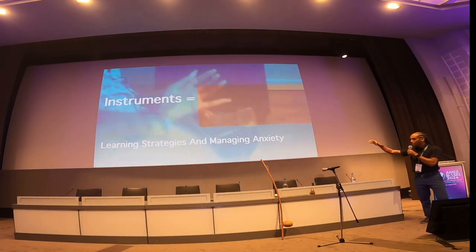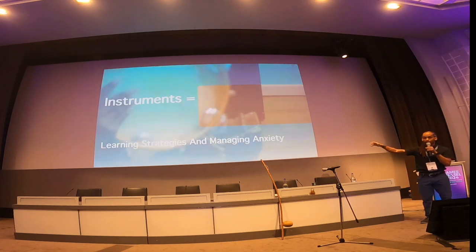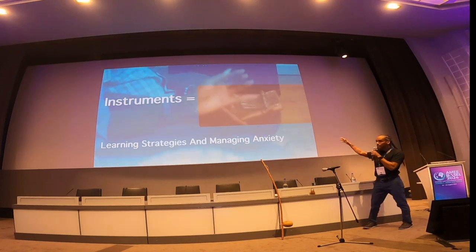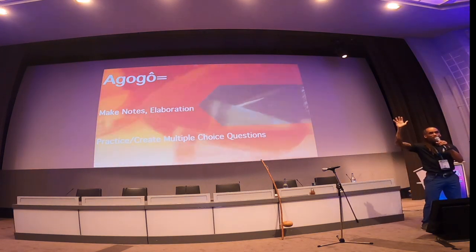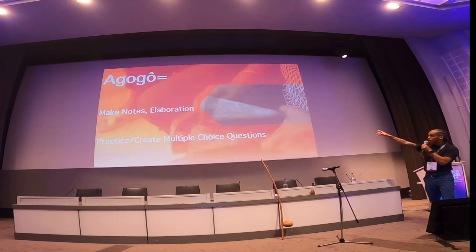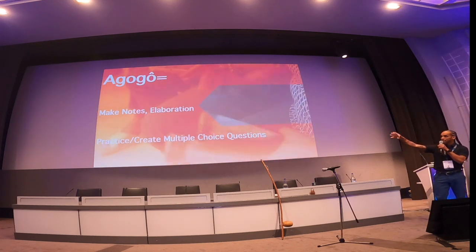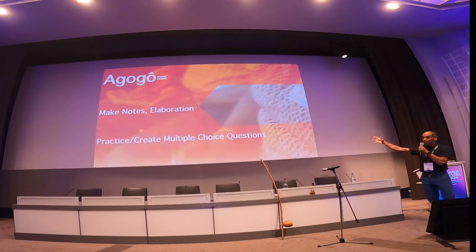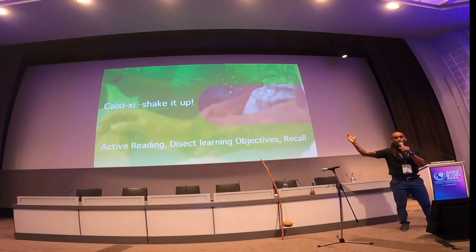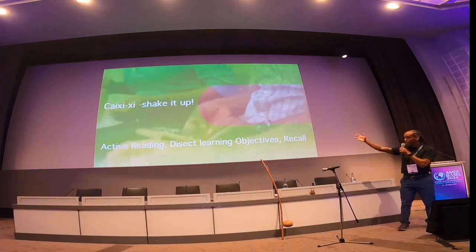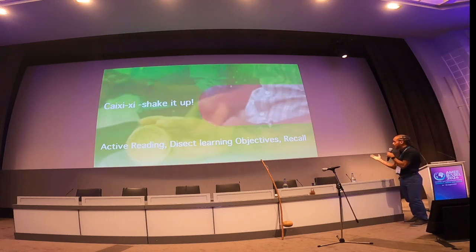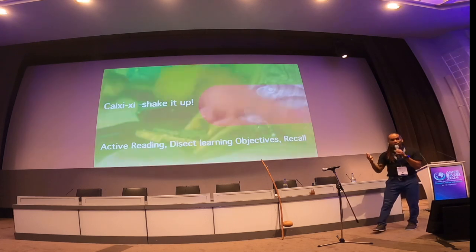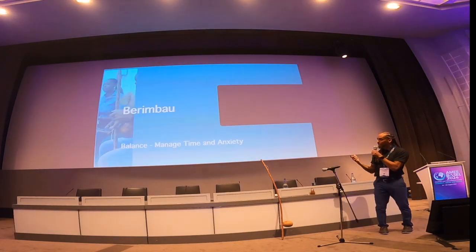The instruments represent learning strategies, and they also help you understand how to manage anxieties. How many students that you've experienced in your office had struggles with anxiety? You can raise your hand, all right? Think about the Agogô as a tool that helps you to understand how to make notes, how to elaborate, how to practice or create multiple choice questions. When you hear the kashishi, I'm shaking it up. Active reading, dissect learning objectives, recall. That's what the kashishi represents in this presentation.